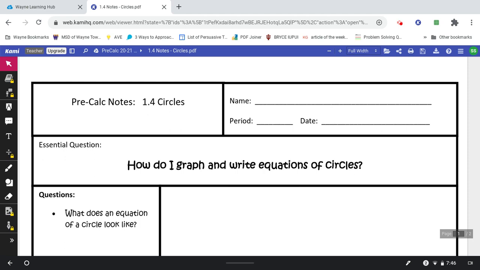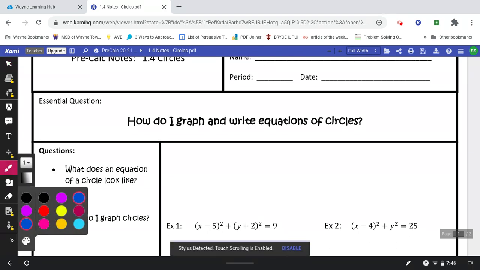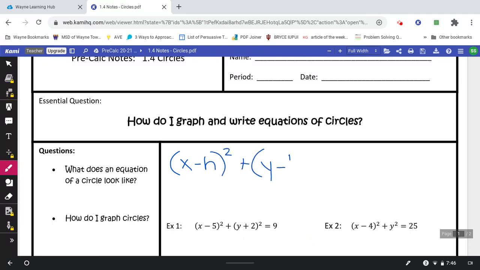These are the 1.4 notes covering circles. So the equation of a circle looks like this: (x minus h) squared plus (y minus k) squared equals r squared. The center is what the h and the k represent, and the r is the radius.